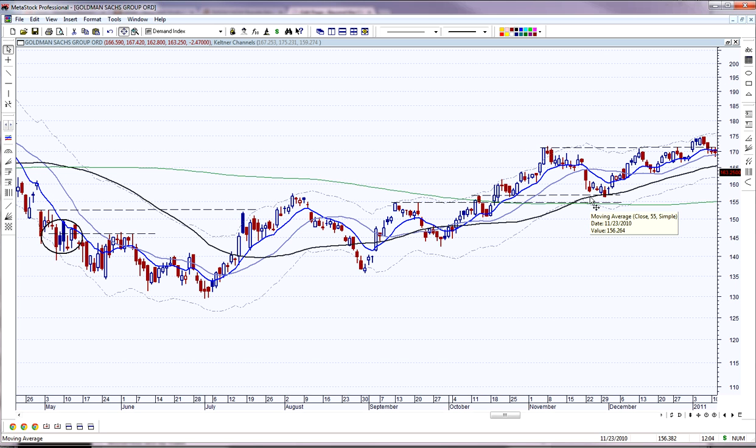So that's it in a nutshell, a little bit of an example of support and resistance and how it works.